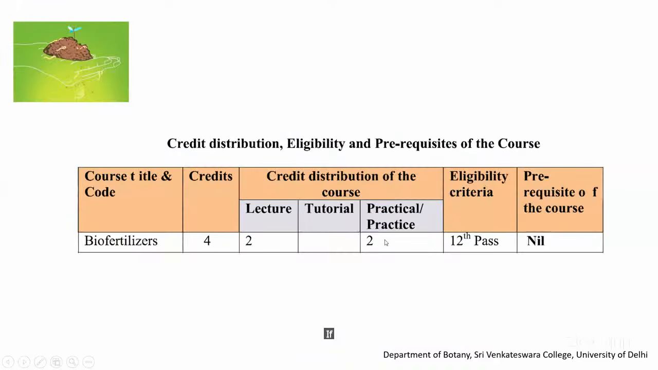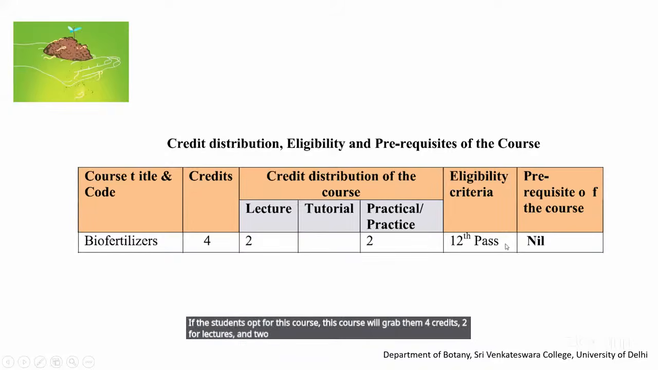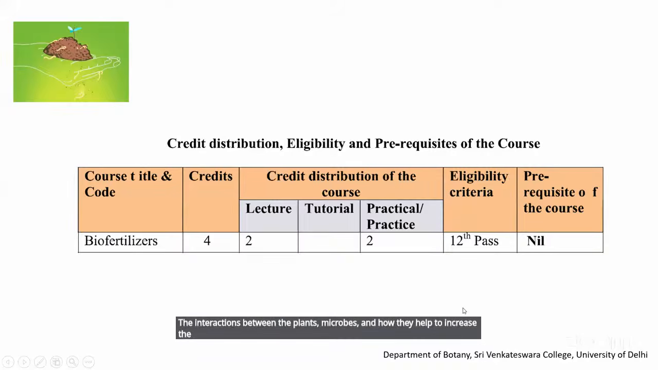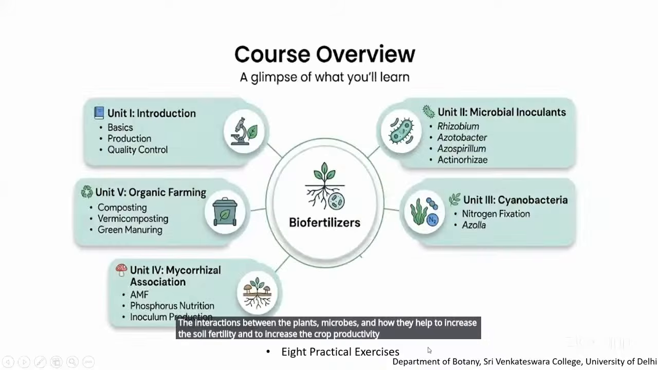If the students opt for this course, it will give them 4 credits, 2 for lectures and 2 for practicals. There is no prerequisite for this paper. The only thing is that the students should have zeal to understand the interactions between plants and microbes, and how they help to increase soil fertility and crop productivity.